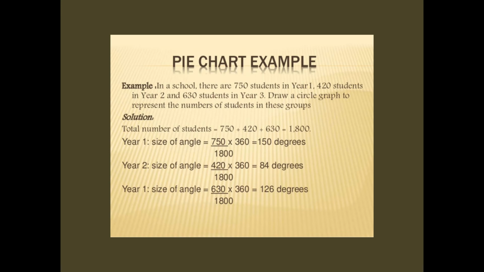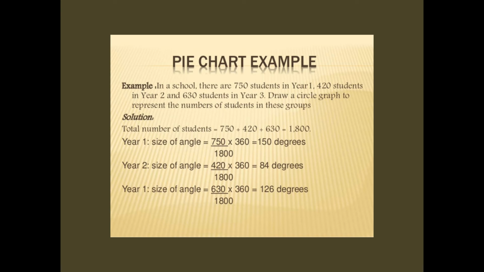Now, let us understand pie chart using an example. In school, there are 750 students in year 1, 450 students in year 2 and 630 students in year 3. Thus, we need to draw the circle graph to represent the number of students in these groups. Here the total number of students would be 750 plus 420 plus 630 and that would sum up to 1800.